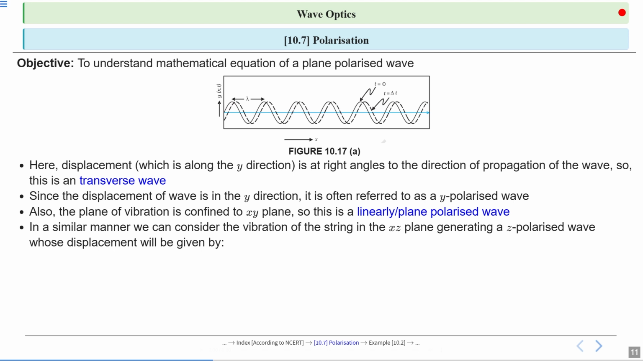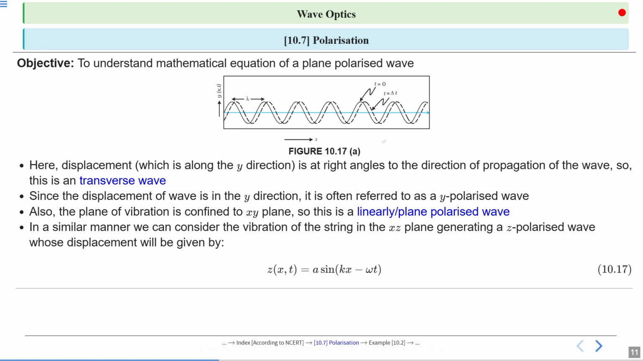In a similar manner, we can consider vibrations occurring in the xz plane. This would generate the z polarized wave. So x is the direction of propagation and z is the direction of oscillation of the electric field. This shows us how polarization can occur in different planes depending on the orientation of the wave's oscillation.